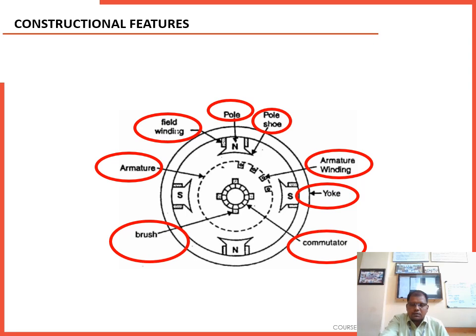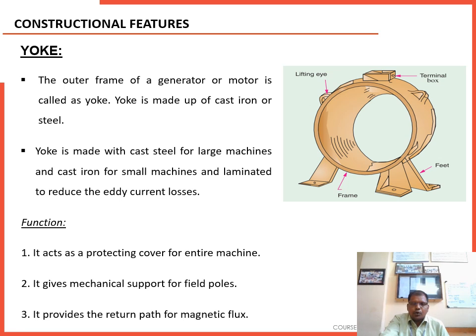These are all the parts of the DC machine. Coming to the first part, yoke. The yoke is nothing but the outermost part of the machine that can provide protection to the entire machine, and also it provides mechanical support to the field poles. This yoke is made up of cast steel for large machines, and cast iron for small machines.